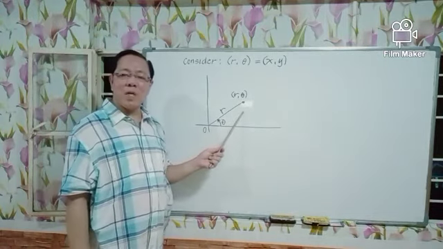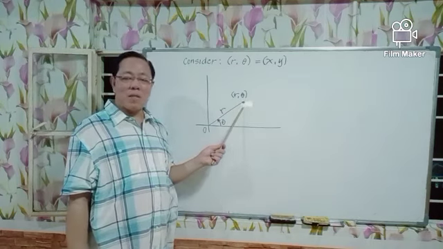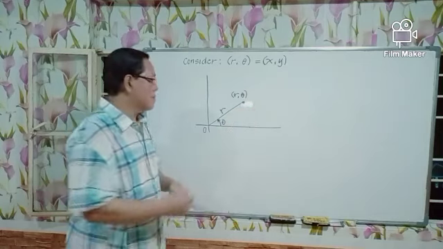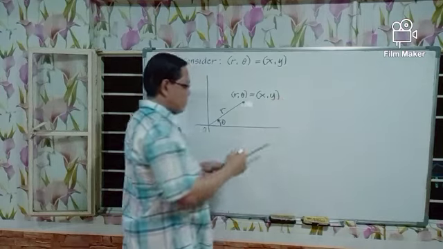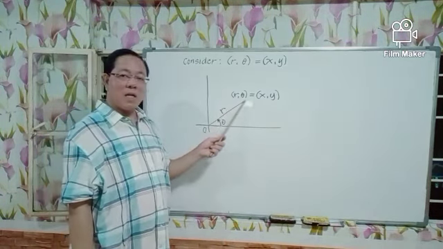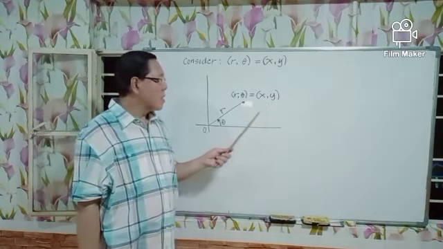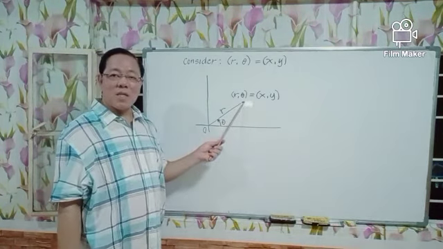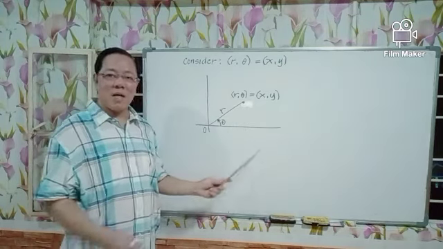And this is the point with polar coordinates r, theta, and we want to take this same point as the point with Cartesian coordinates x, y. If this point is the point with these polar coordinates and this point is the same point with Cartesian coordinates x, y, we construct a right triangle by projecting this point down to the positive x-axis, perpendicular to the positive x-axis.